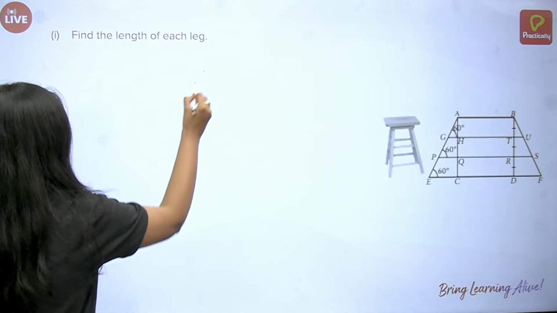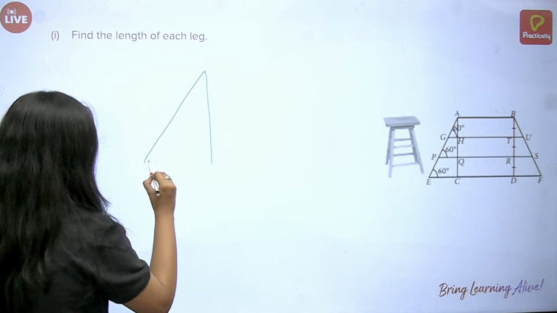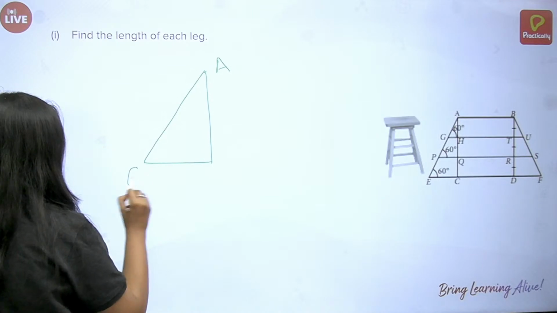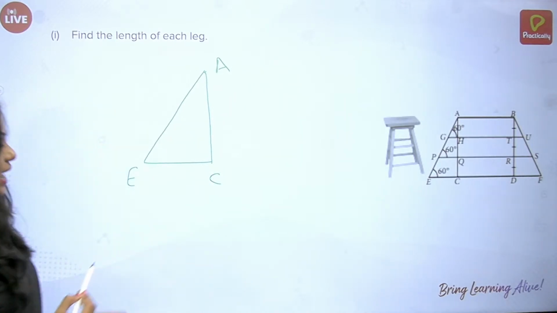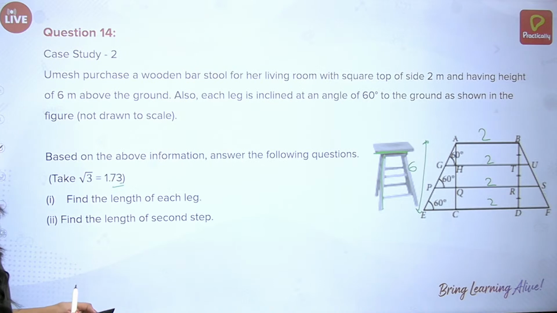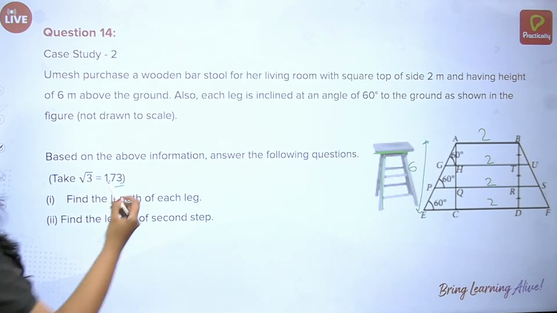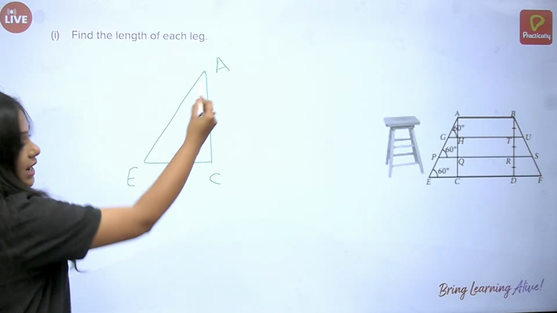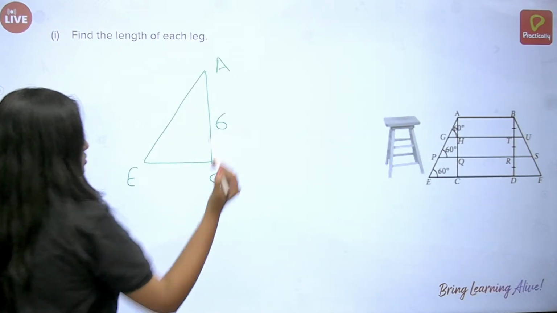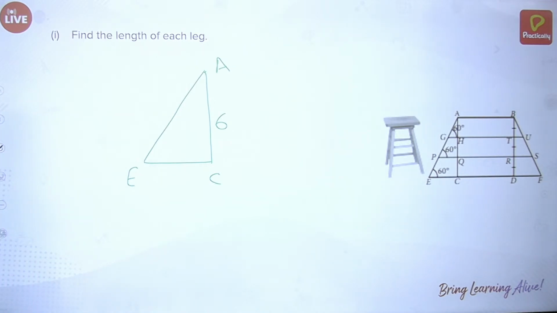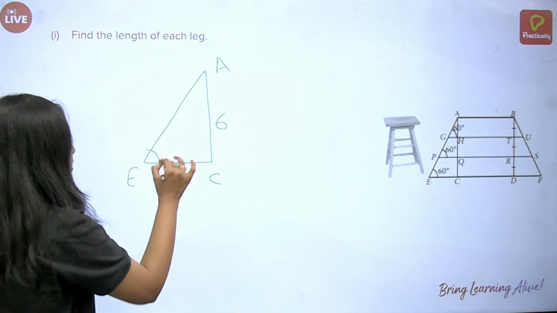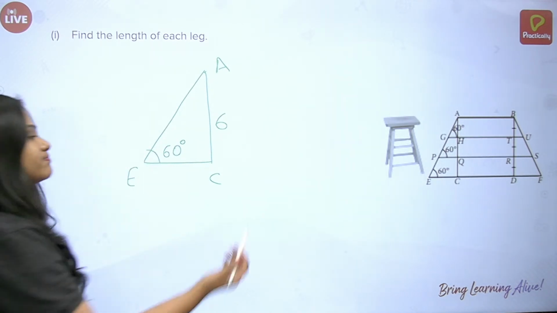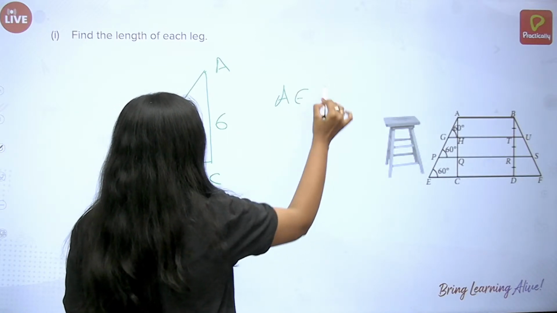So first let me draw this triangle. That is AEC. I know that the height is 6 meters, correct? Where is it? Height is 6 meters. So I know that AC is 6 meters. Now, what is EC? We do not know. But we know that this is 60 degrees. And we have to find AE. So, come on, do solve it and let me know what AE is.